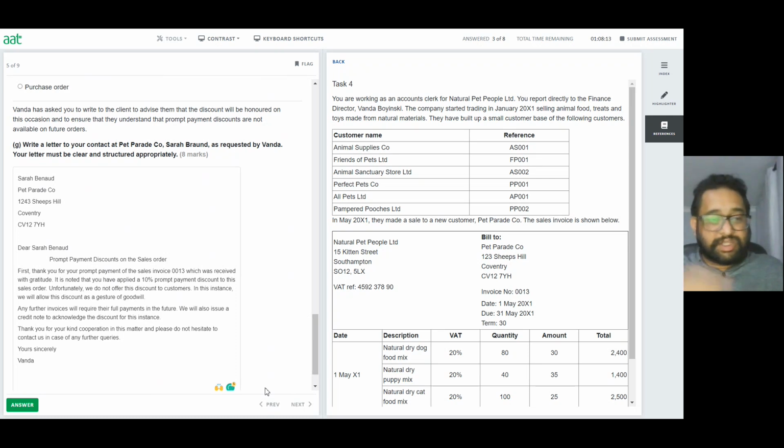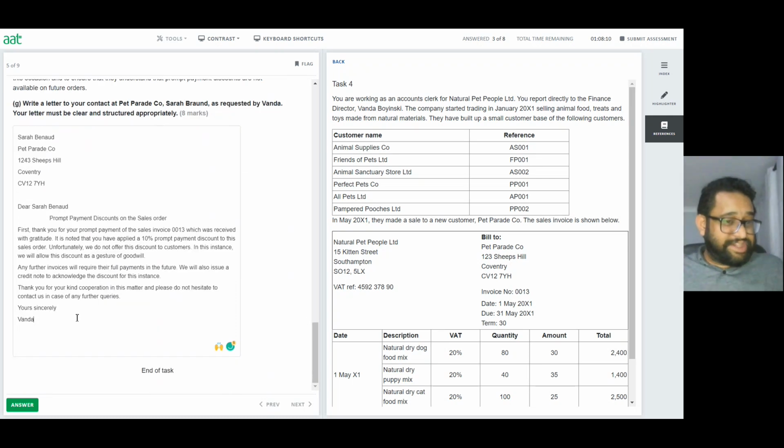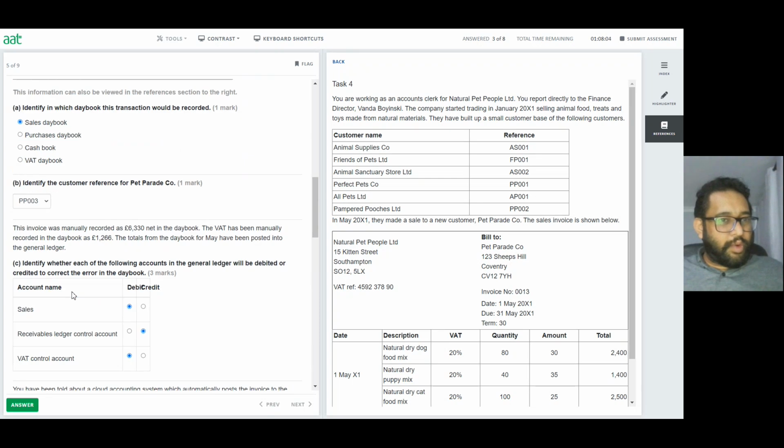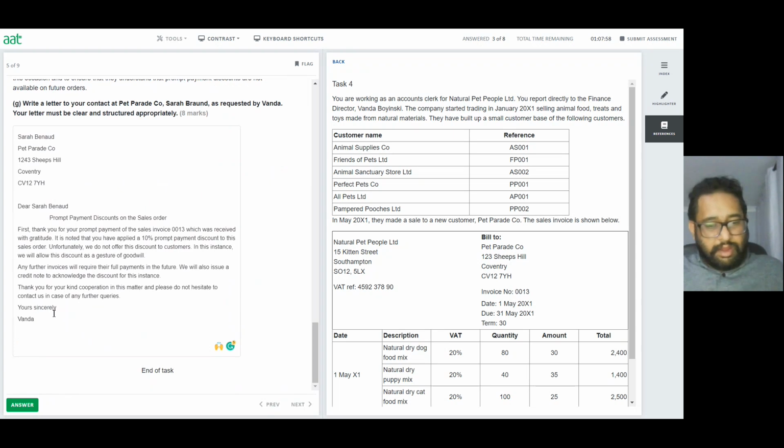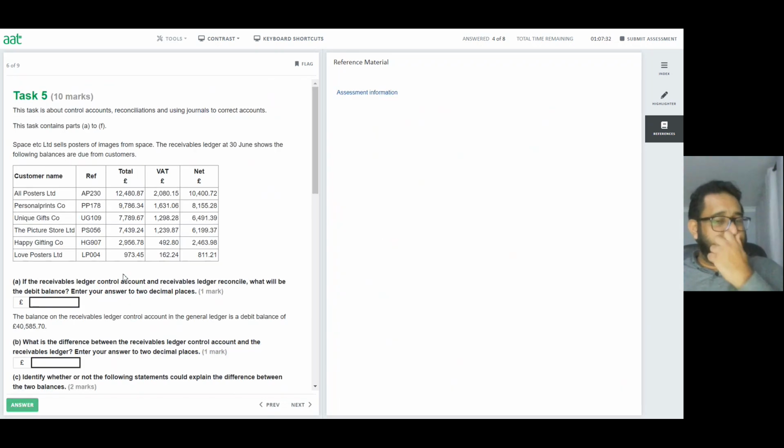Oh, we do not say Vanda Maximoff. That's the Scarlet Witch. So yours sincerely, you're going to say Vanda Boyinski. What is that again? Boyinski. Okay, so we're going to type her name very clearly here. Okay, so this should allow you to be given enough marks there, because normally it's very important to have good written skills. You have 8 marks for this one. So it's very important, guys, you start developing those skills while you're at it. Okay, so let's answer this one and let's move on.